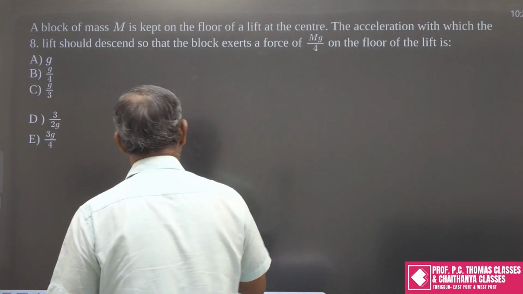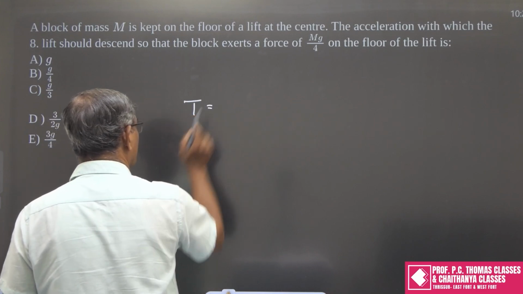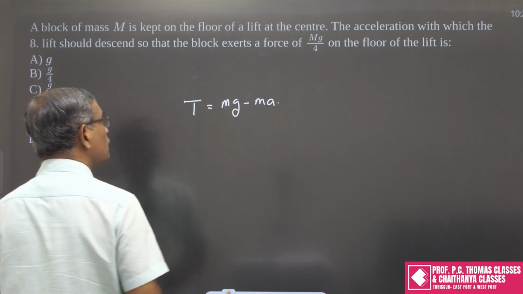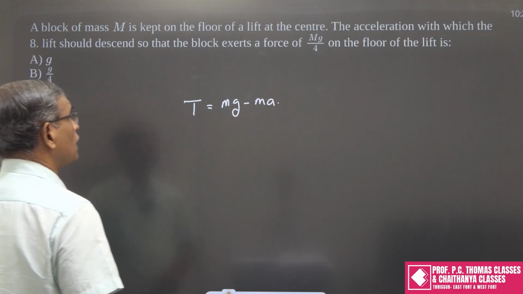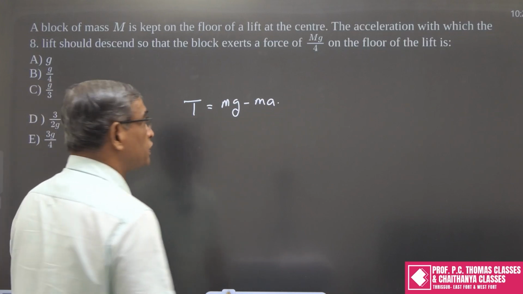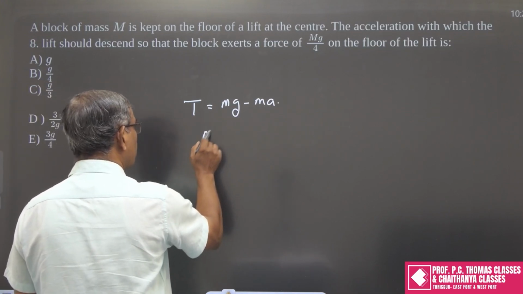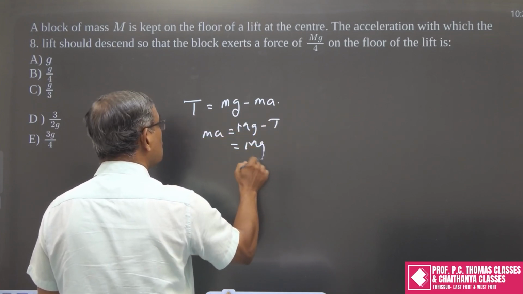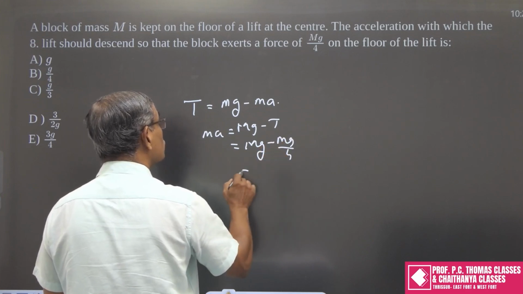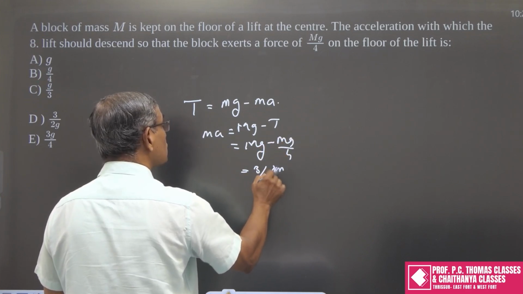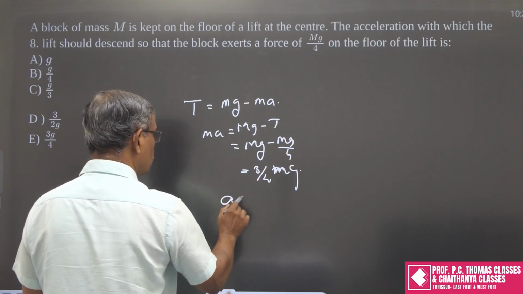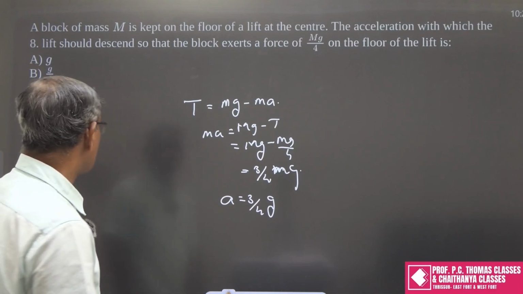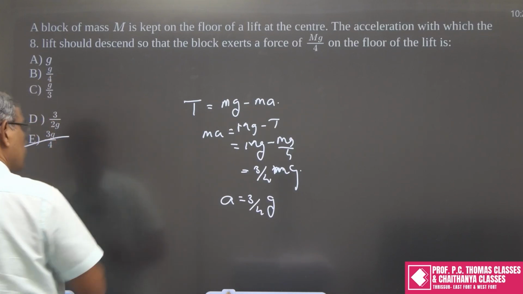When a body accelerates down, the tension, that is the action on the floor, is given by mg minus ma. It is given that the force exerted is mg/4, so T is mg/4. Therefore, ma is equal to mg minus T, which is mg minus mg/4, equal to 3/4 mg. Therefore, a is equal to 3/4 g. So the lift must accelerate down with an acceleration of 3/4 g. That option is available.